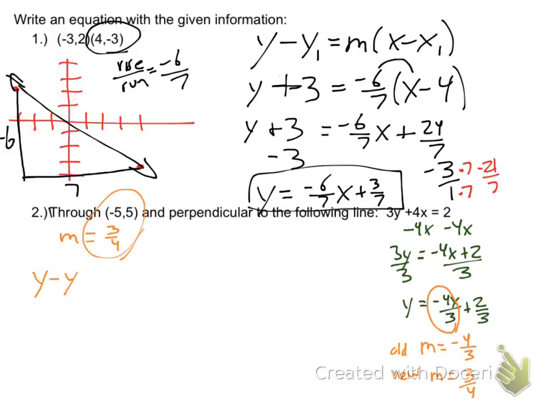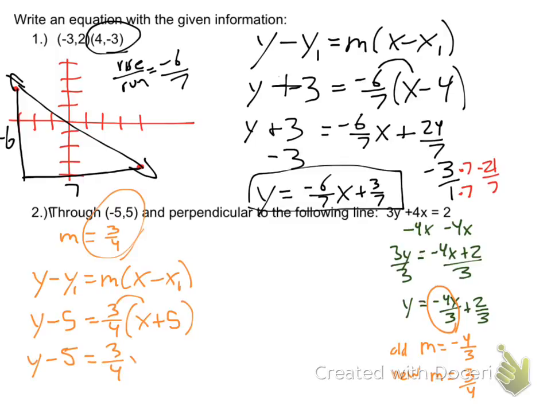Again, use y minus y1 equals m times x minus x1, point slope form, and start filling it in. Y minus 5 this time because y is positive 5 equals 3/4 times x plus 5 because you're subtracting a negative 5. I'm going to do some of this stuff in our head nowadays to make it go a lot quicker. So y minus 5 is equal to, as I distribute, 3/4 x plus 15/4.